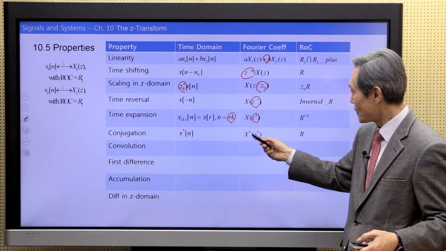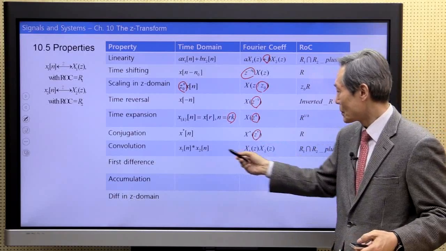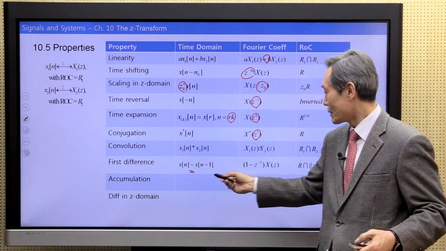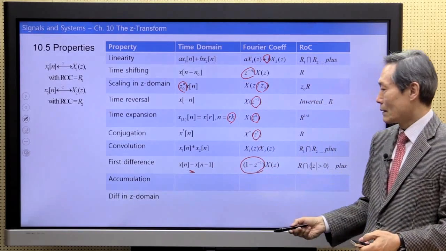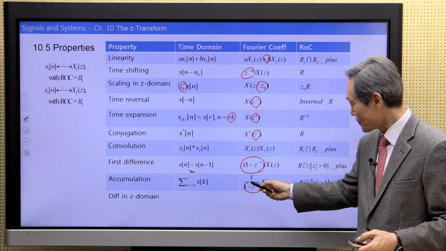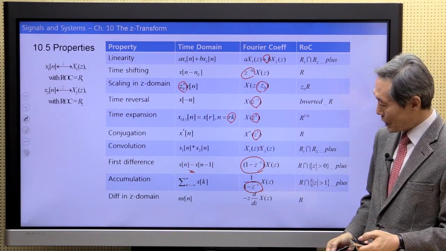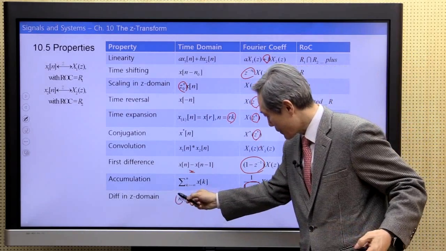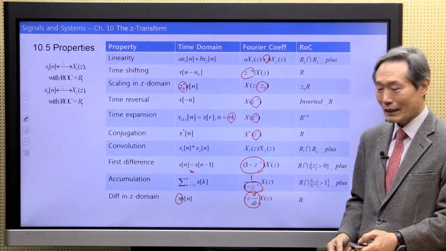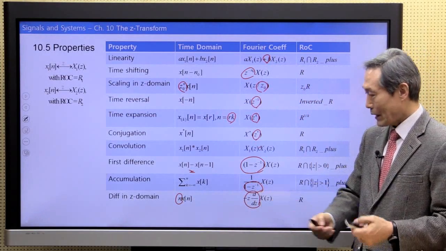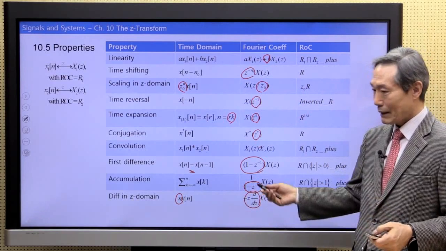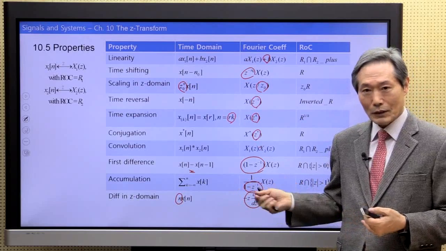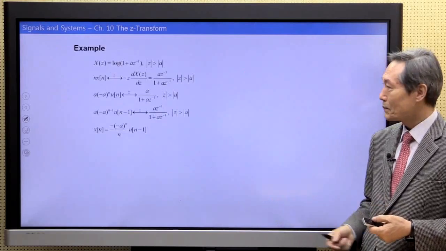conjugation, convolution, integration, first difference, accumulation, differentiation in the time domain. This one, multiplication by n in the time domain. I have one example on this. And also, the initial value theorem holds for the G-transform, which I'm going to discuss in an example.